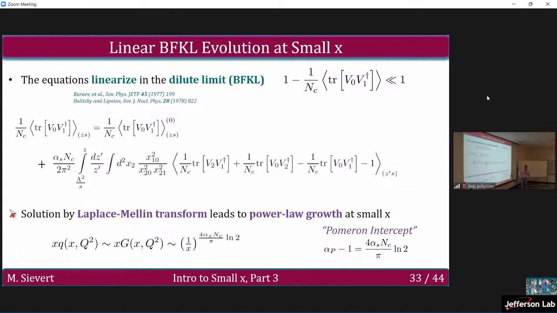I won't try to do it here, but you can solve it by Laplace-Mellin transform. Laplace transform was something that I learned in undergrad differential equations, never used again all throughout grad school, and then I had to rapidly relearn how to do it when I started working in this field.